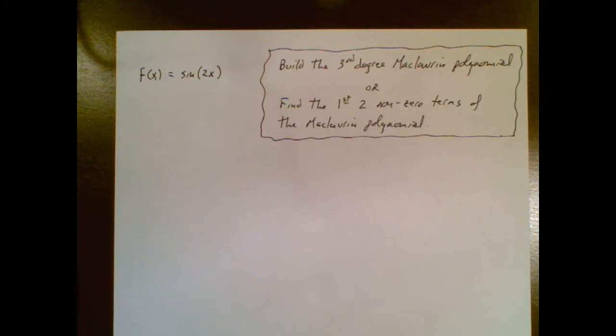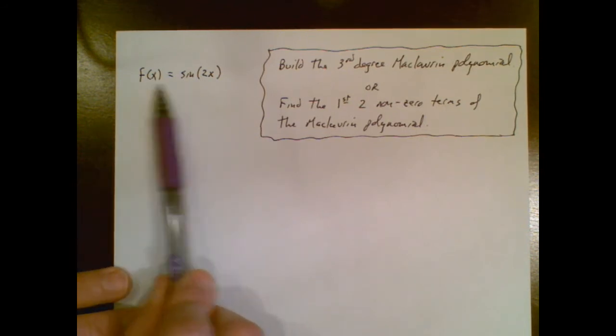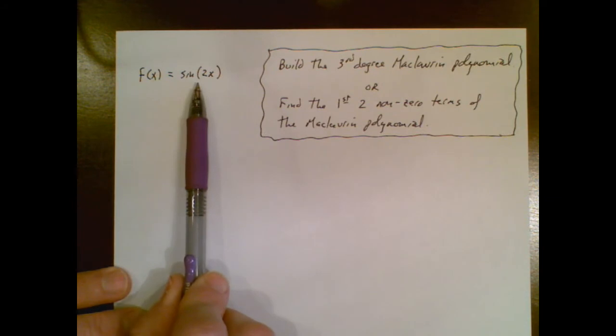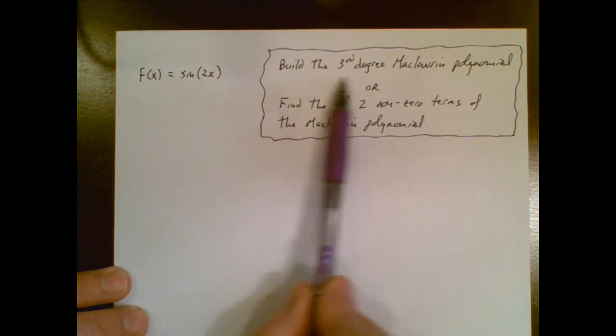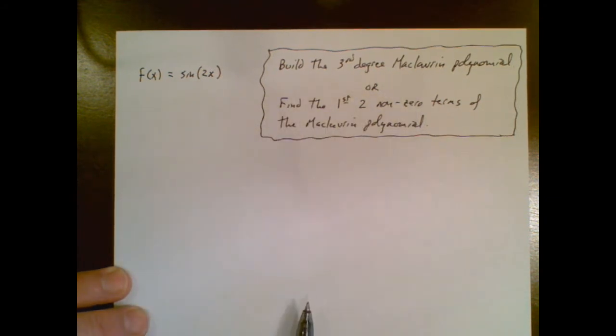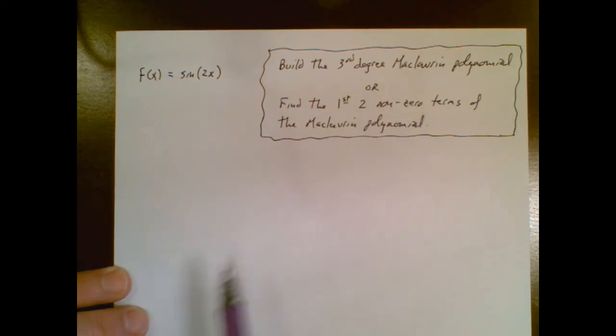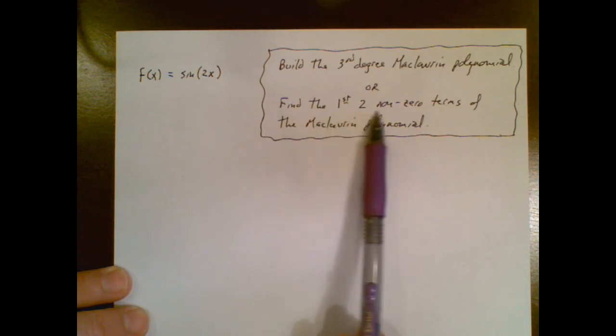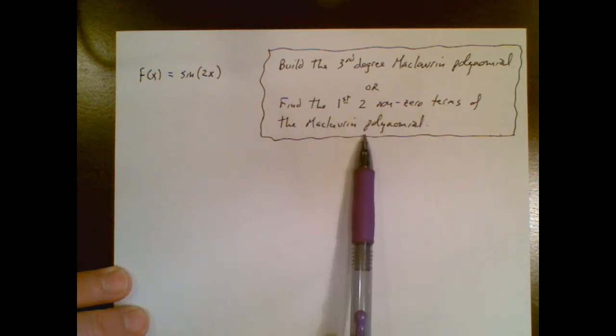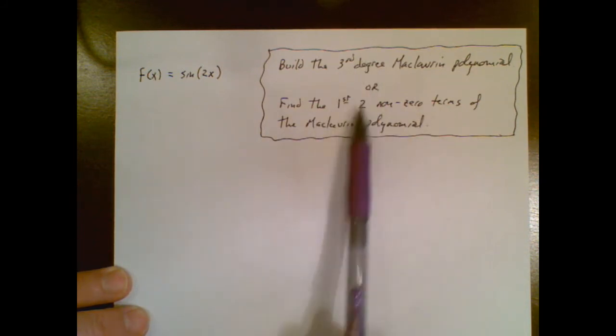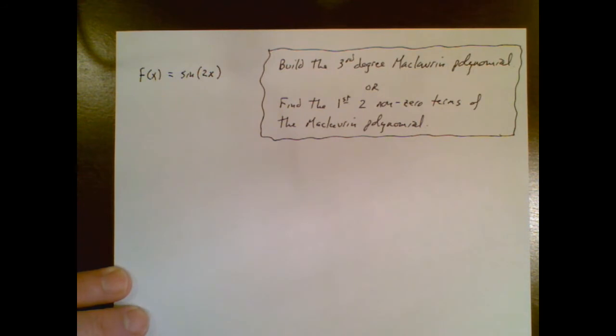So in an effort to convince you that I'm not crazy, we're going to work with this function, sine of 2x. And the instructions could say build a third degree Maclaurin polynomial. That tells us we're centering at x equals 0. Or the instructions could say find the first 2 non-zero terms of the Maclaurin polynomial. I'll show you how those relate to each other when we get to the end, if you don't already know that.